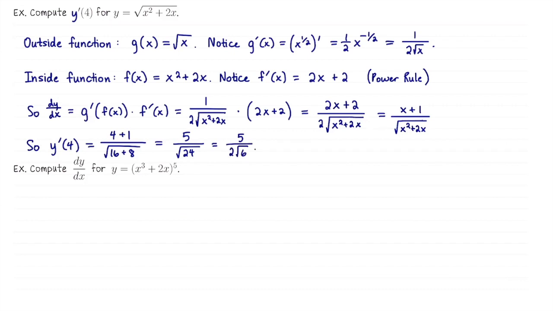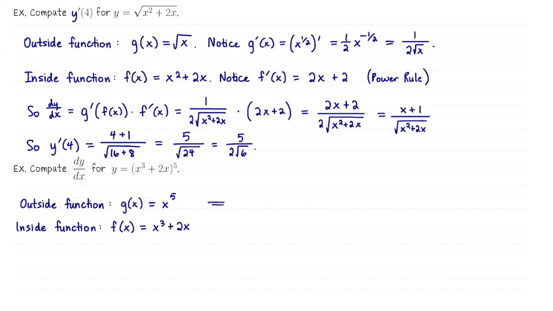Now let's just compute the general form dy dx for the function y equals the quantity x cubed plus 2x all raised to the 5th power. Again, I'm going to begin by identifying the outside operation and the inside operation. So the outside function is this notion of taking something to the 5th power. So the outside function is g of x equals x to the 5th. The inside function is f of x equals x cubed plus 2x.